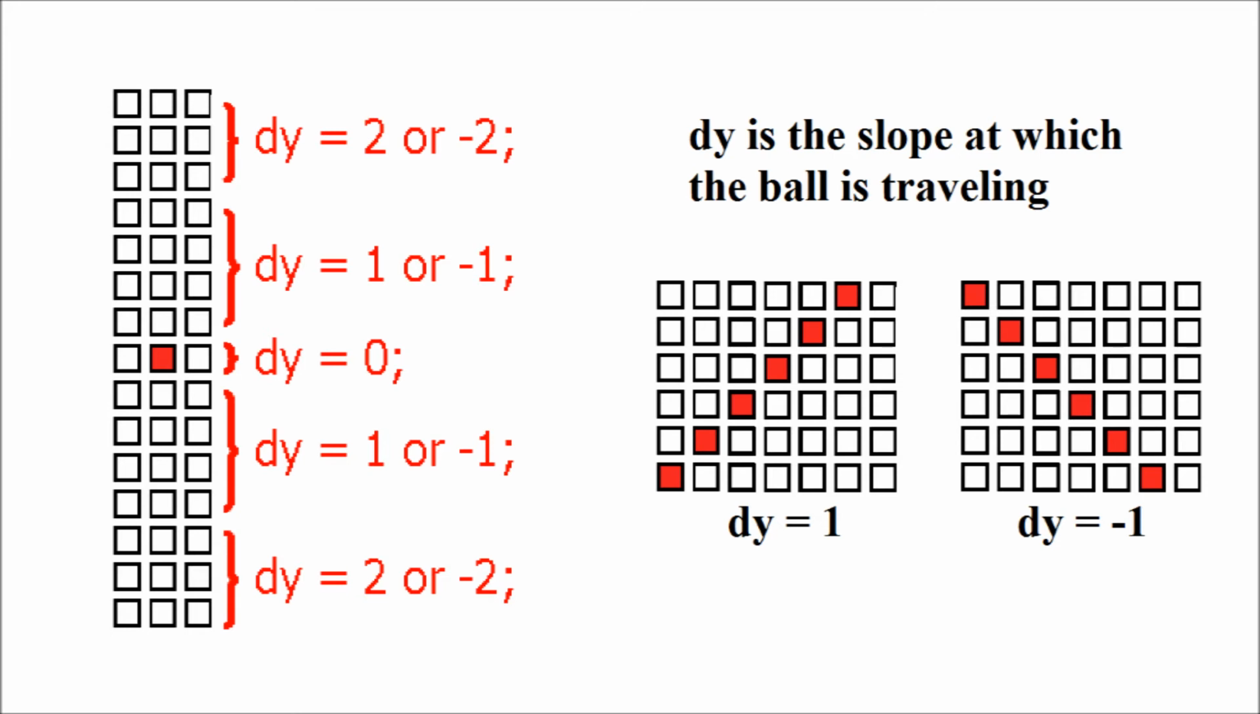The code for how the delta y, or for our purposes, the angle of reflection, should change when the ball hits the paddle is conveniently in the PowerPoint for the lab.